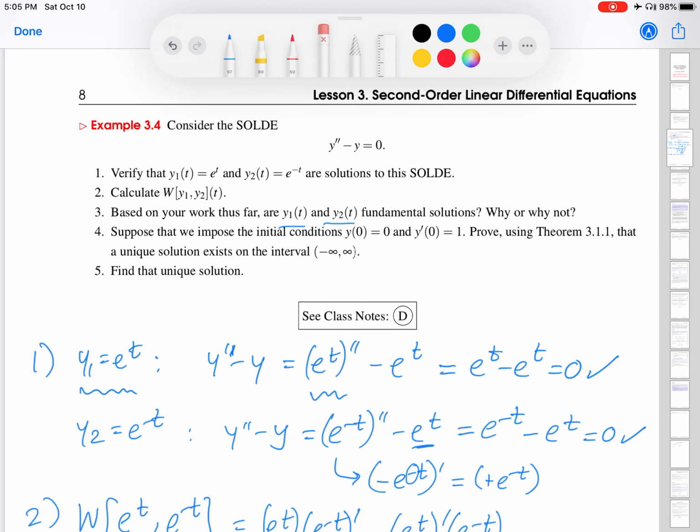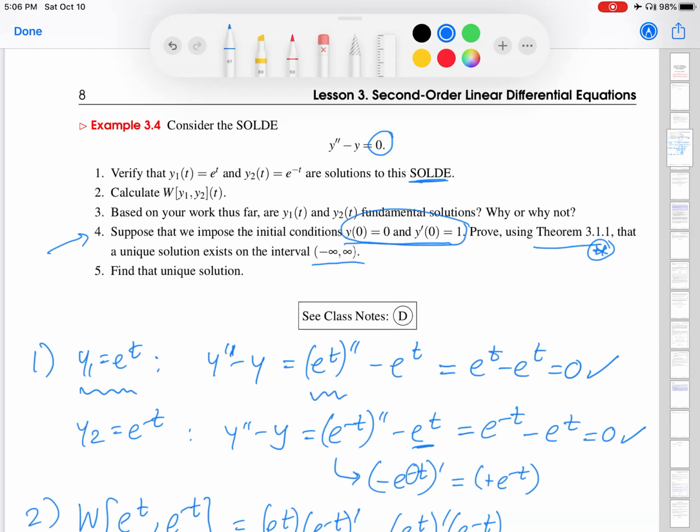Then we're going back up here and looking at number 4. It says, suppose that we impose these initial conditions, prove using the theorem that a unique solution exists on the entire real interval. I won't scroll up again to remind you of the theorem. I did that in the previous 2 videos. But remember, this theorem has a few requirements. The first one is that we're talking about a solved. We are. Second one is that we're talking about homogeneous solved. We are. The third one is that there are initial conditions given. There are.